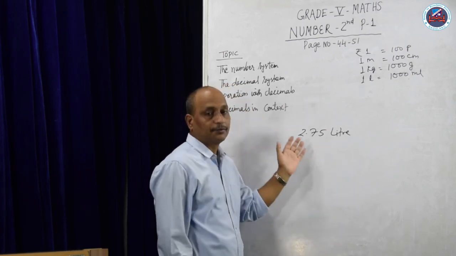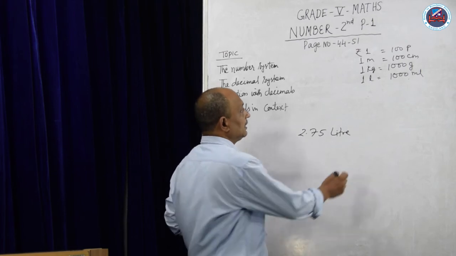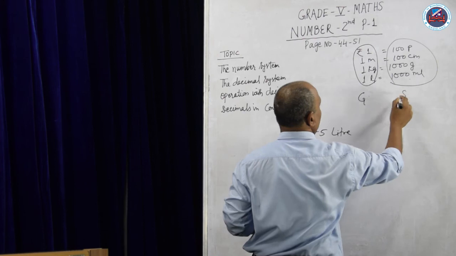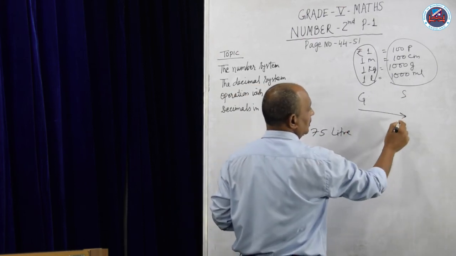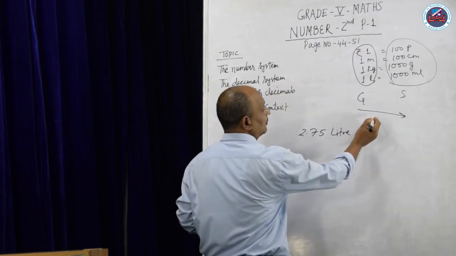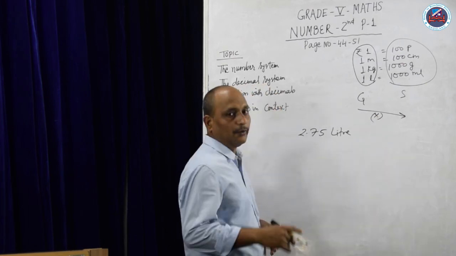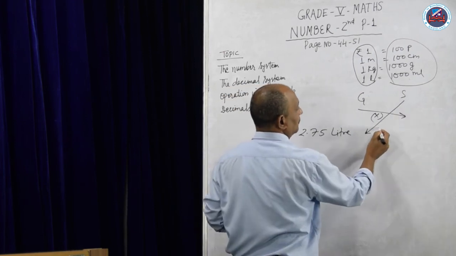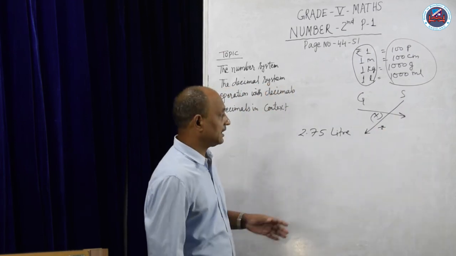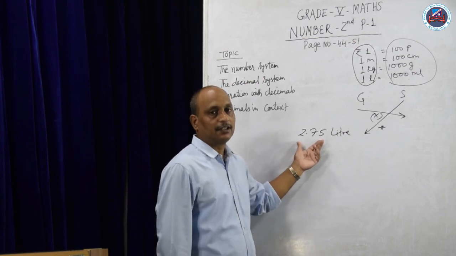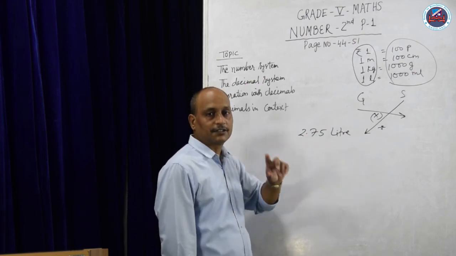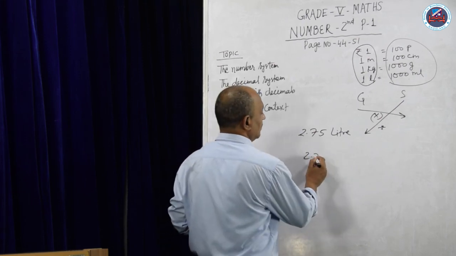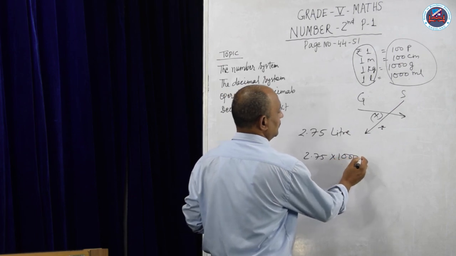So, this side are all greater units and this side are all smaller units. If you have to find the answer from greater to smaller, you go for multiplication. When a smaller unit is given and you have to find the answer in greater, you go for division. Whatever is given. Like here, 2.75 liter, you have to turn into milliliter. Milliliter is smaller, so you have to multiply. 2.75 multiplied by 1000. Just now we have done.